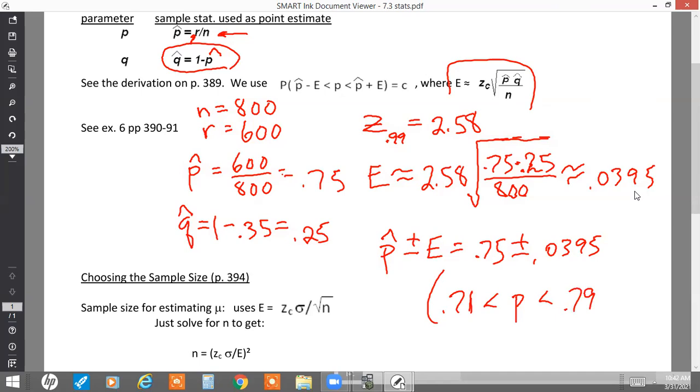Let me do this. Previously, I did it just with numbers separated by a comma and parentheses, which is correct notation, but I'm going to write it like this. So based on this particular sample, we can be 99% confident that P is somewhere between 0.71 and 0.79. Any questions on that? And again, I apologize for the mistakes on that, which I'm going to edit out. Now let me show you how to do this on a graphing calculator, and then we're done. And I won't see you again till Monday.